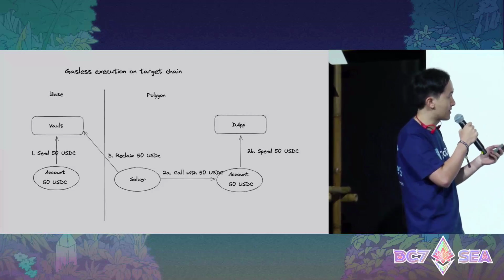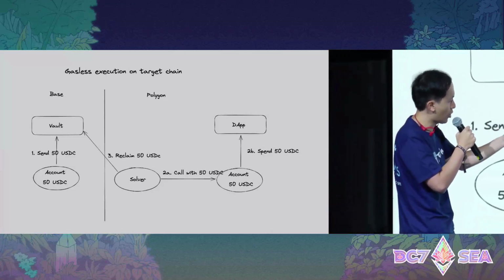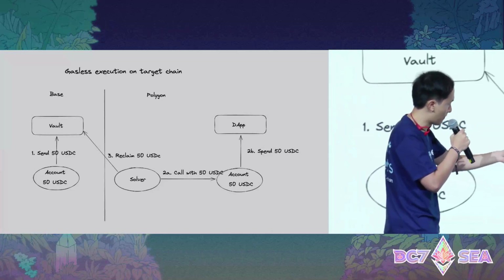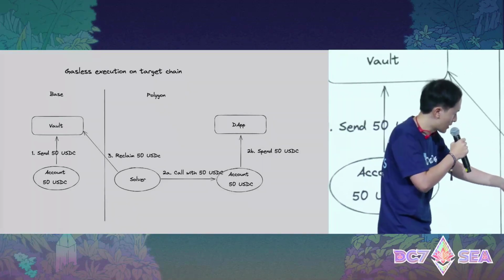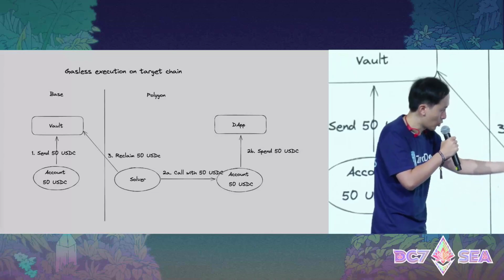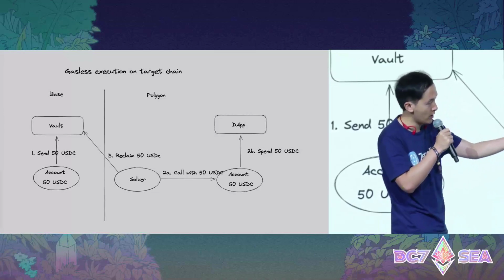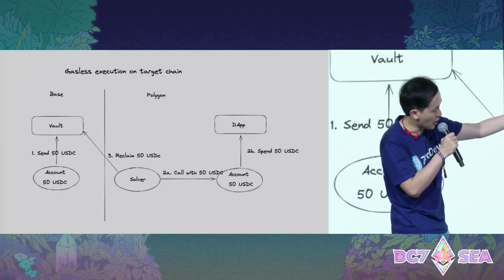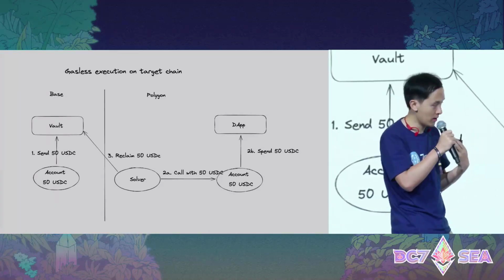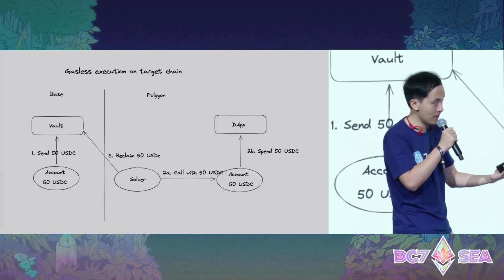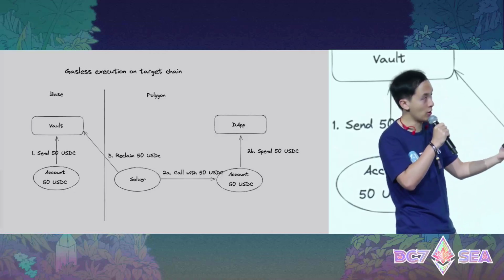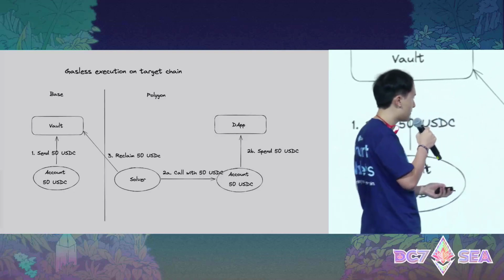The huge benefit here is that this is gasless, right? This is gasless on the destination chain, because the transaction was submitted by the solver, so your account actually doesn't need any ETH. From your account's perspective, it was able to interact with the application without holding any ETH, and you are just spending USDC. So this gives you gasless transactions on the destination chain.